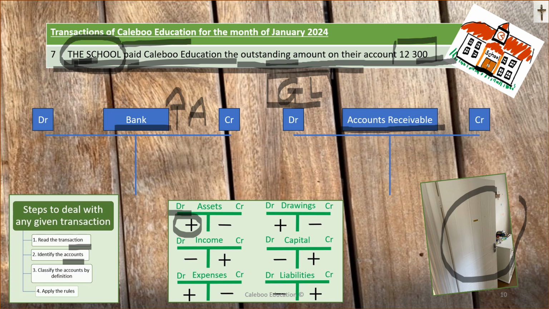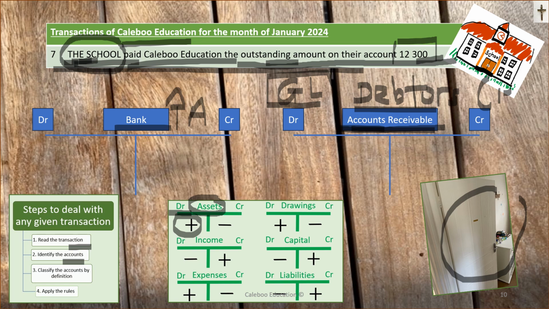Some of you might call it accounts receivable, or you might call it debtors control. I'm looking at the general ledger accounts in this exercise. Debtors control. It doesn't matter if you call it debtors control or accounts receivable, because a debtor, someone that we've sold to on credit, is an asset. Accounts receivable is an asset.